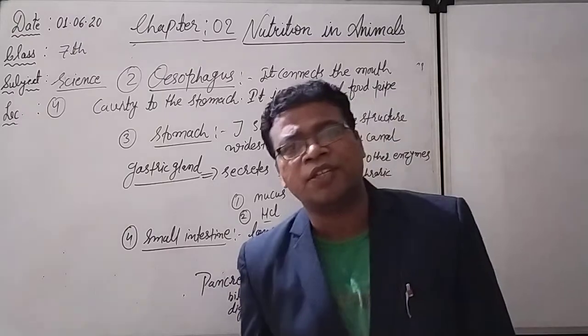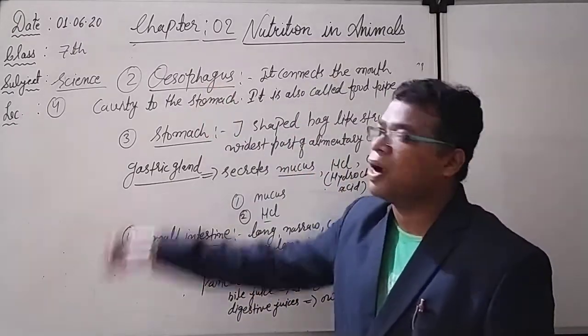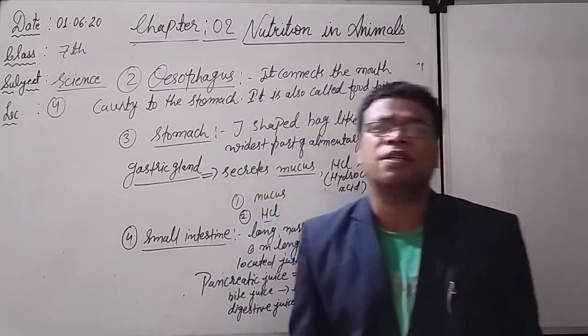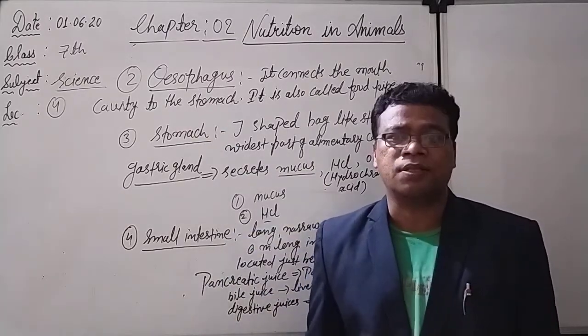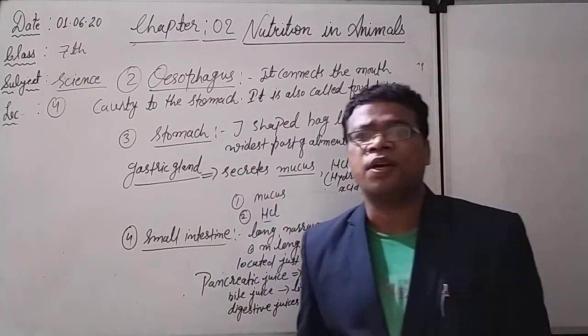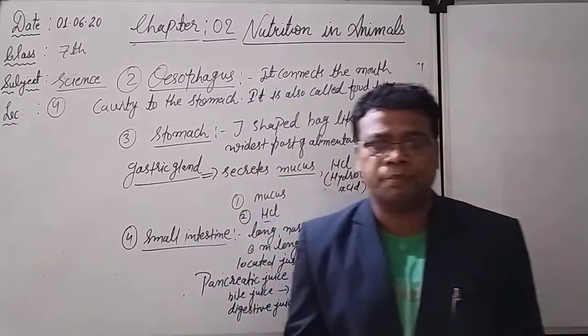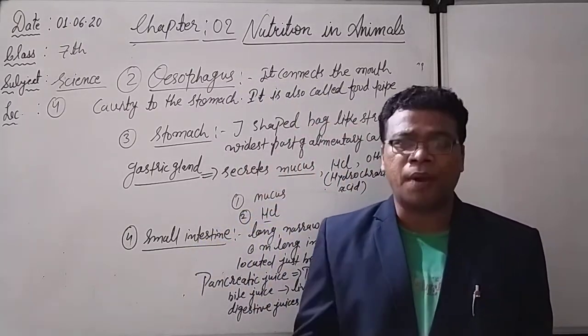So where we have reached, actually we have reached the second part of the alimentary canal, that is none other than the esophagus. I have written here second part, esophagus. What is the esophagus here? Esophagus is a food pipe. It is also known by the name food pipe.